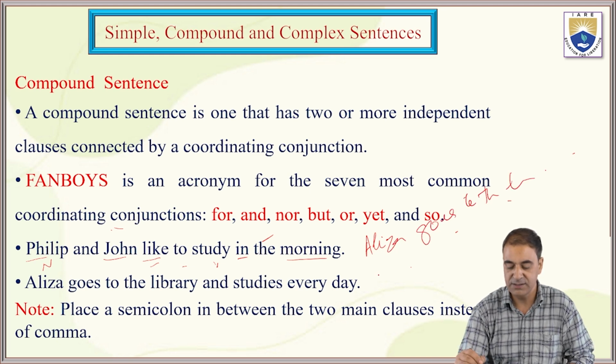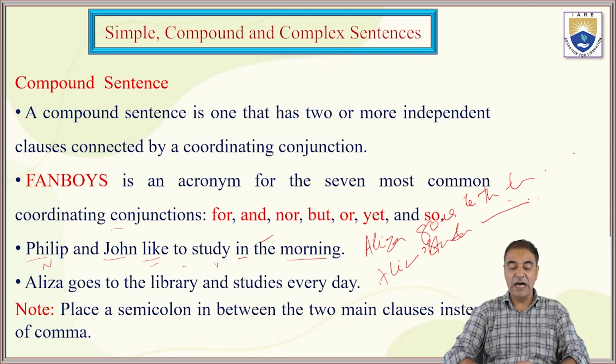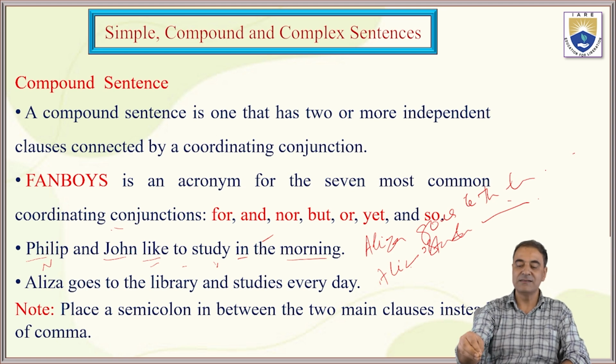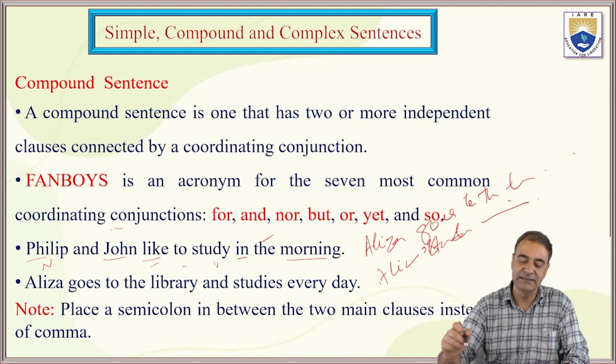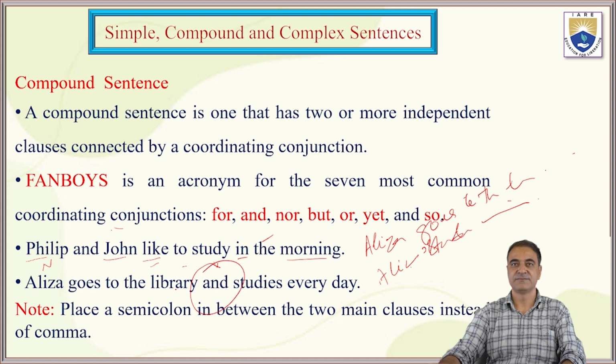And the second one is Eliza studies every day. Now here we have two verbs, and one verb is goes and the second verb is studies. And these two verbs have a common subject, and that's Eliza. In fact, these are the two clauses. Eliza goes to the library, Eliza studies every day. And we have combined these two clauses with the help of a coordinating conjunction, that's and.